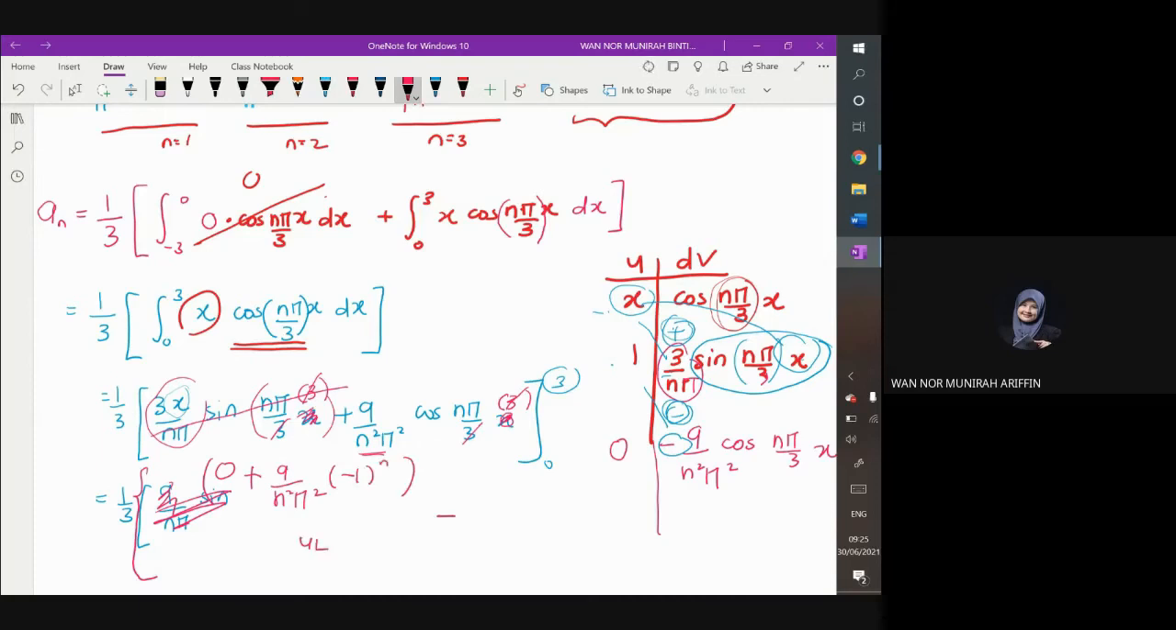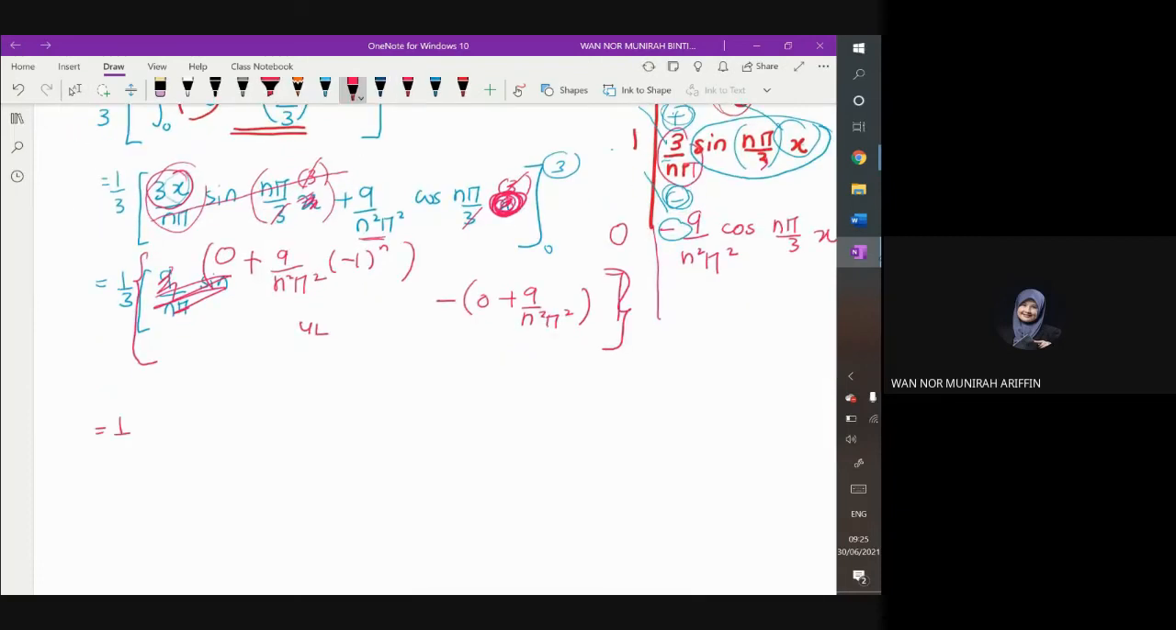Minus the lower limit. For the lower limit, put in 0. 3 times 0 is 0, so you get 0 again. Plus 9 over n square pi square. Cos, put in 0 here, so cos n pi over 3 times 0 is cos 0. Cos 0 is not 0, cos 0 is 1. So you get this one. Cos 0 is 1.